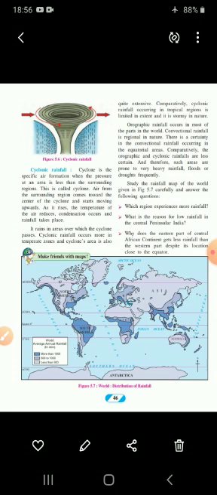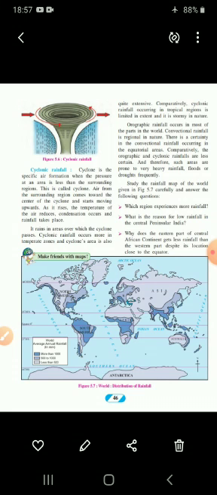Cyclonic rainfall occurs more in temperate zones, and the cyclone area is also quite extensive. Comparatively, cyclonic rainfall occurring in the tropical region is limited in extent and stormy in nature. Orographic rainfall occurs in most parts of the world. Convectional rainfall is regional in nature. It is certain in the equatorial area. Comparatively, orographic and cyclonic rainfall are less certain. Therefore, such areas are prone to very heavy rainfall, floods or droughts frequently.